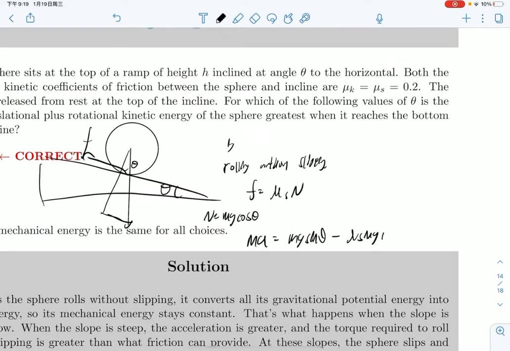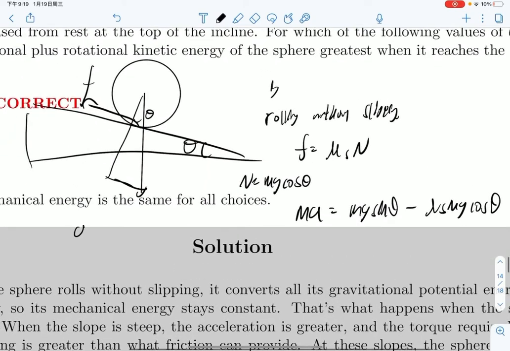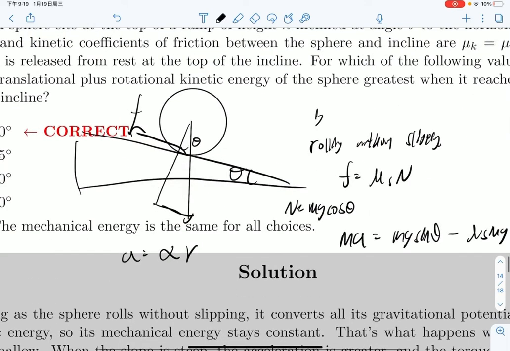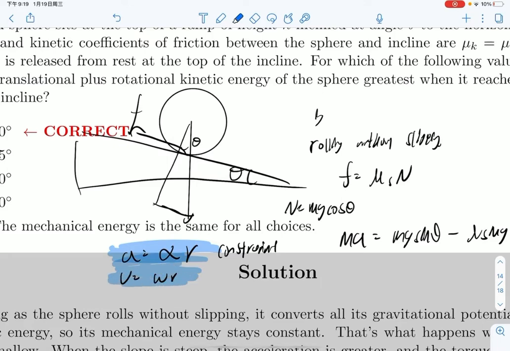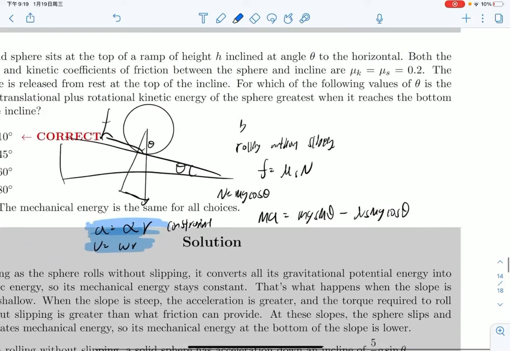And the constraint over here is that a is equal to the angular acceleration times r. This is the equation you need to remember for constraint. And also v is equal to omega r. Those are the two constraints for rolling without slipping. And in the center of mass frame, you'll have Fr is equal to I times alpha.